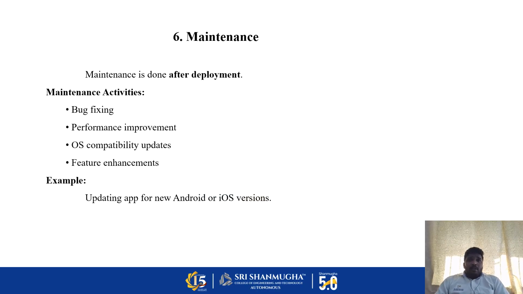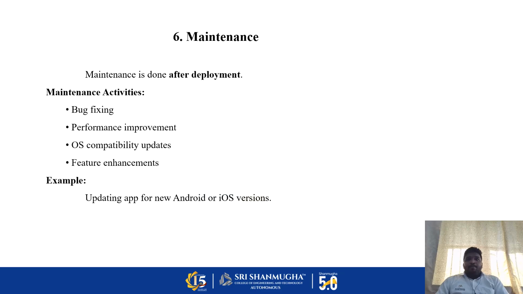So main maintenance activities. These are the four key tasks: bug fixing, performance improvement, OS compatibility updates, and future enhancements. First one, bug fixing. Users report crashes or errors. Example: the app crashes on a specific phone model. We release a hotfix quickly.